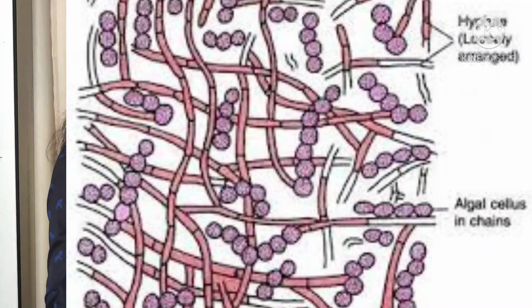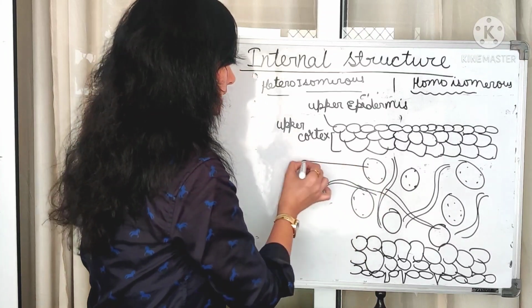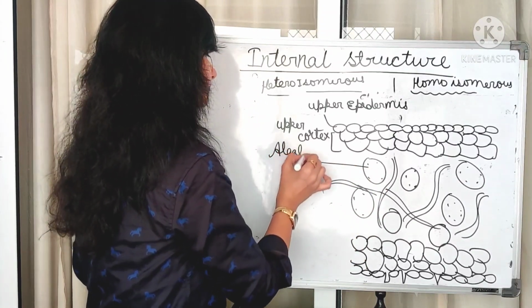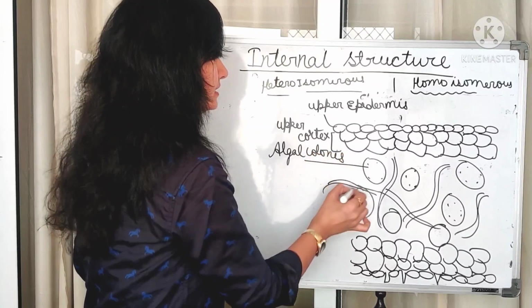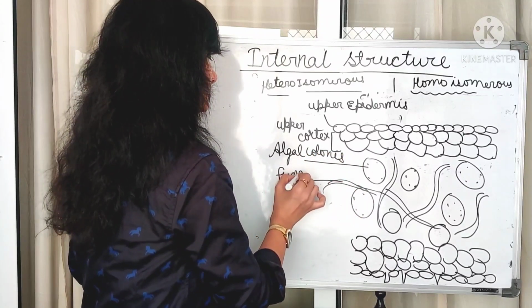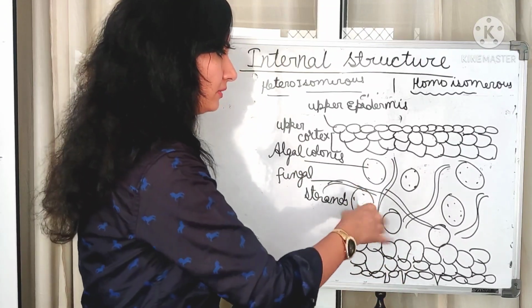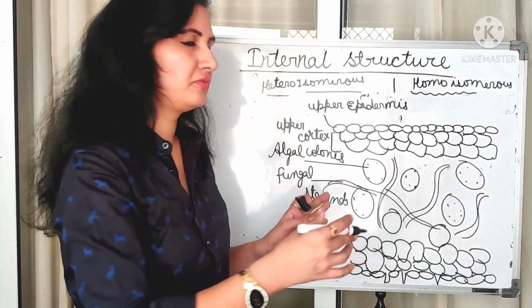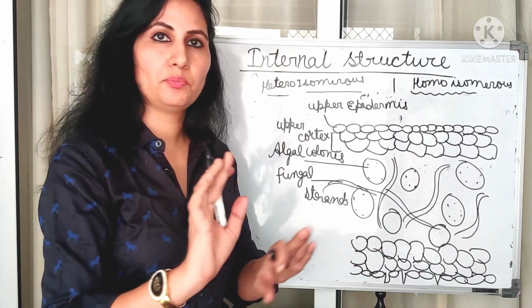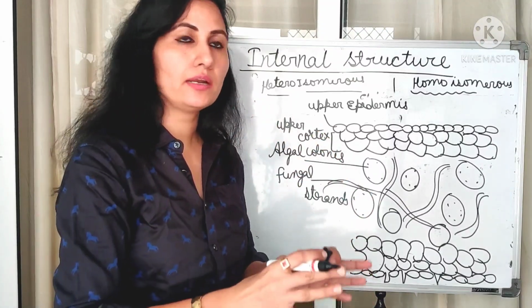You can see that there is no stratification of algal zone and fungal zone. Both the algal portion and the fungal portion are intermixed here in this region. So this is the distinguishing feature of the homoisomerous kind of lichen. These are the algal colonies and these are the fungal strands, and these are interwoven with each other. You can find them quite randomly. There is no particular way in which they are arranged.